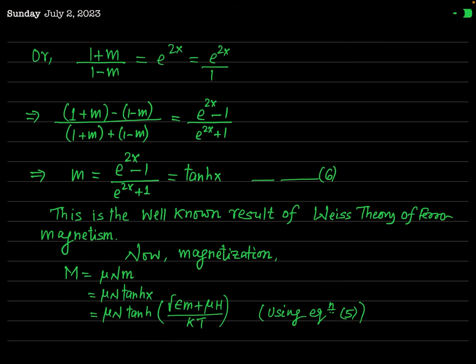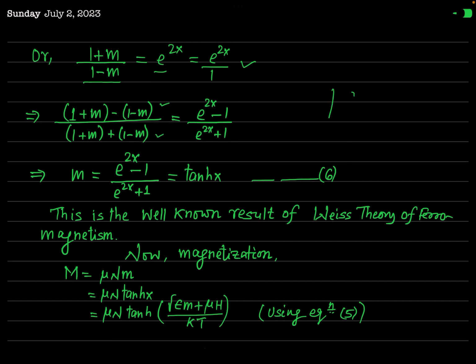Now we can see from here that (1 plus m) divided by (1 minus m) will be equal to e to the power 2x, and you can write this e to the power 2x as e to the power 2x divided by 1. Now, using the rules of componendo and dividendo, you can write (1 plus m minus 1 minus m) divided by (1 plus m plus 1 minus m).